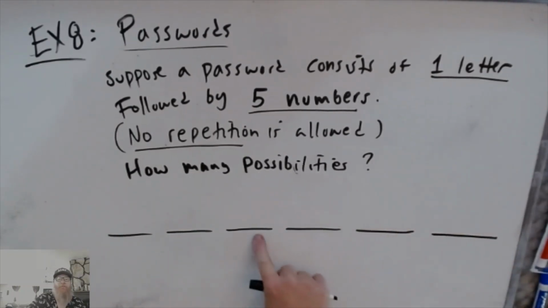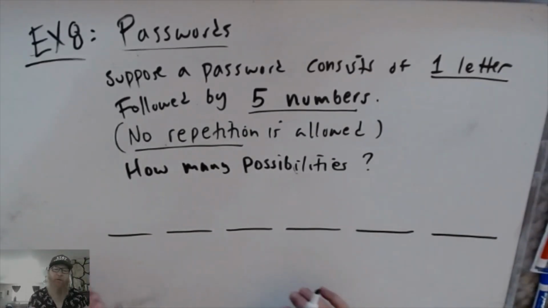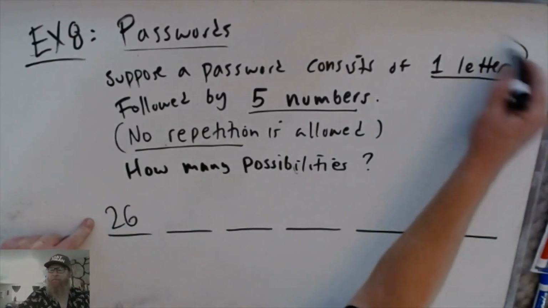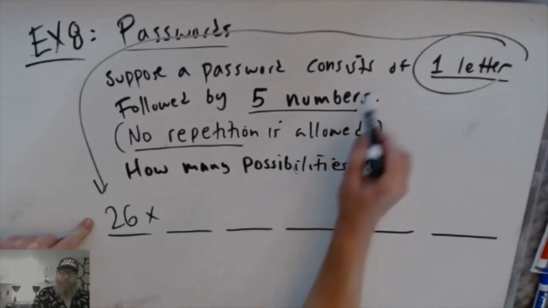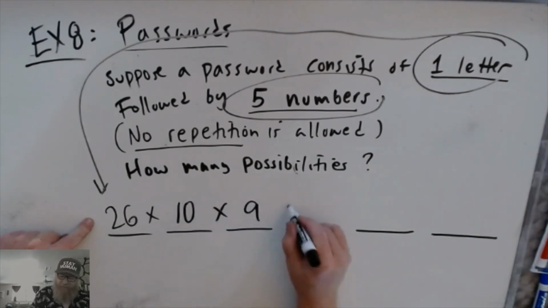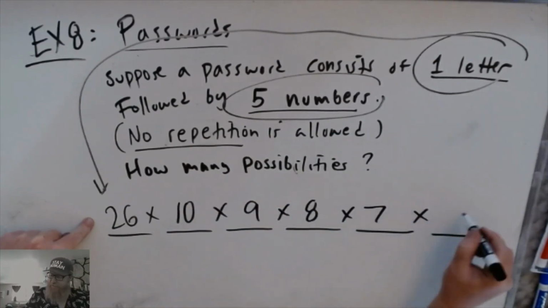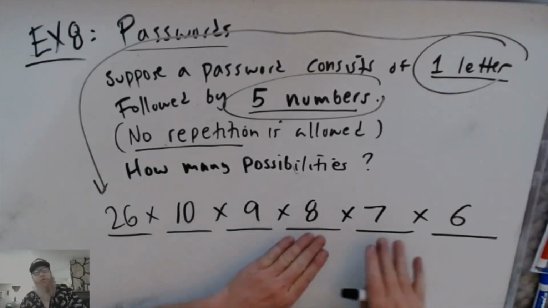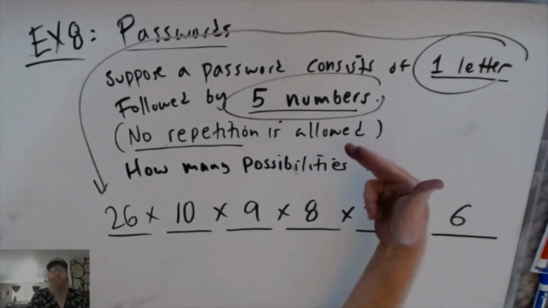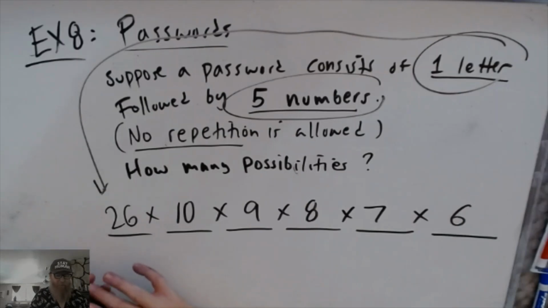So 1, 2, 3, 4, 5, 6 characters, kind of an old password. This might have been like 10 years ago when you only needed 6. One letter, so you've got 26 choices for the one letter. 5 numbers, no repetition allowed, so that would be 10 times 9 times 8 times 7 times 6. Each time you choose a number, you've used that number up. You can't reuse that same number again. So this will give us the number of possible 6-digit passwords with the first digit being a letter.